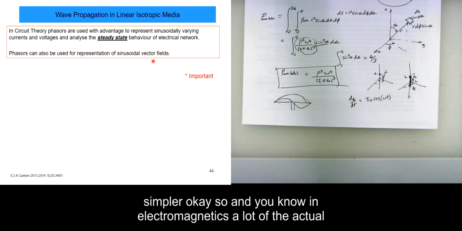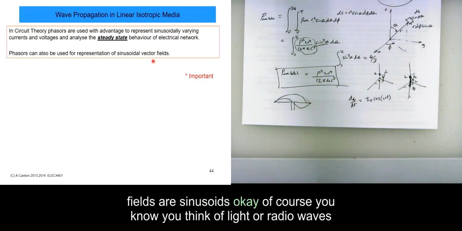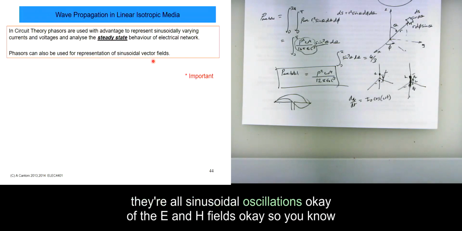In electromagnetics, a lot of the actual fields are sinusoids. Of course, you think of light or radio waves; they're all sinusoidal oscillations of the E and H fields. So it's quite a good match, having sinusoids.